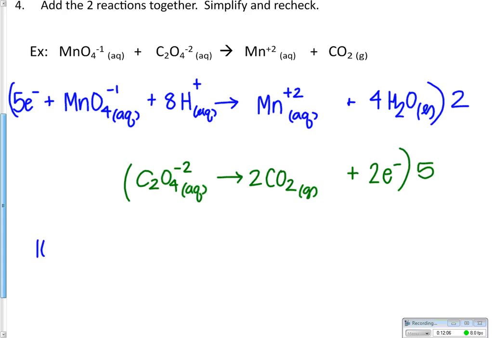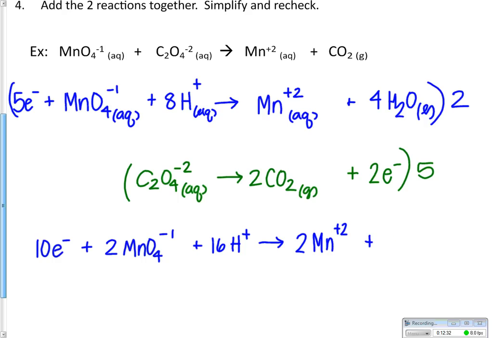So in the blue reaction, I would end up with 10 electrons. And I'm going to leave states off just to make life a little easier. I would now end up with 2 MnO4 minus 1 and 16 H+. That's all on the left-hand side. On the right-hand side, I would get 2 Mn plus 2 and 8 H2Os. So I always think it's a good idea to just double check that you didn't forget something as you transferred that 2 through.